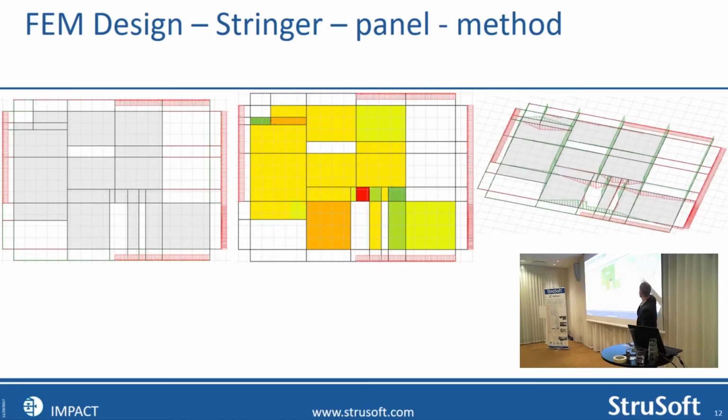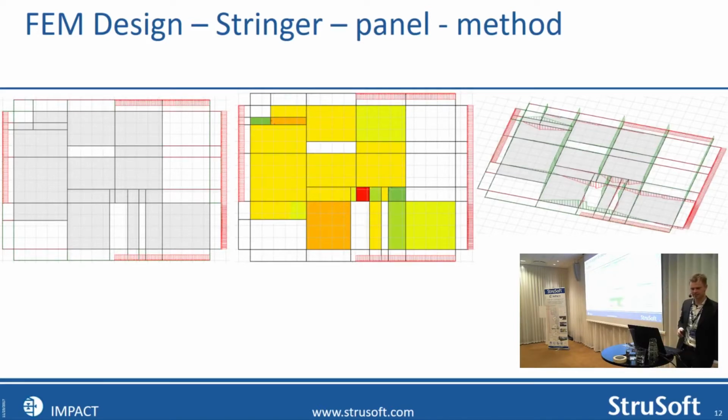And you see the forces in the edge reinforcement here in kilonewtons, and you can design your edge reinforcement. So it's like when you design a concrete beam, you have a compression zone, you have a tension zone, and you have this shear in between. This is how we calculate everything. So we call it the stringer panel method.